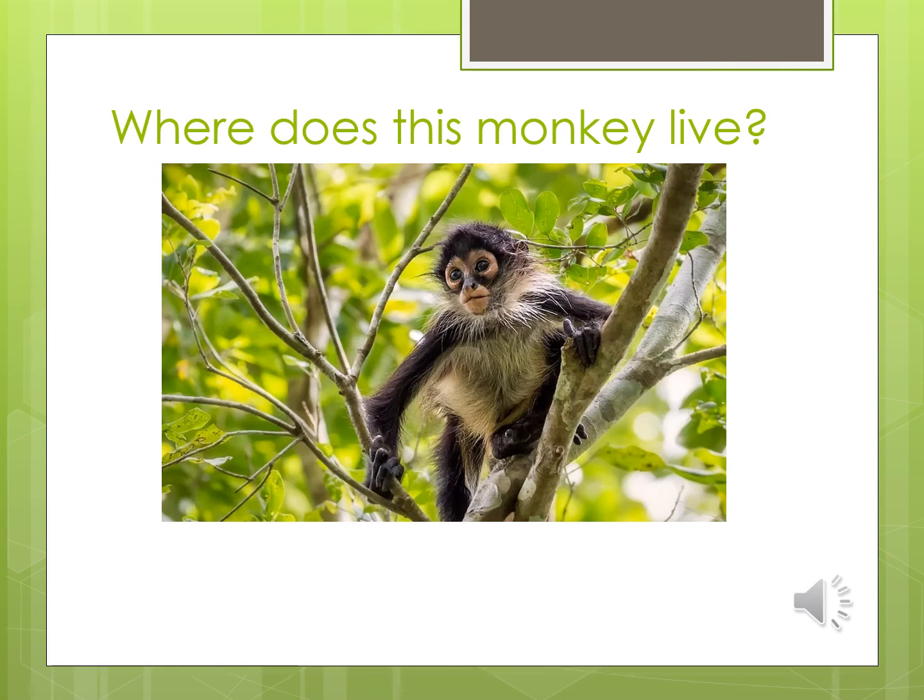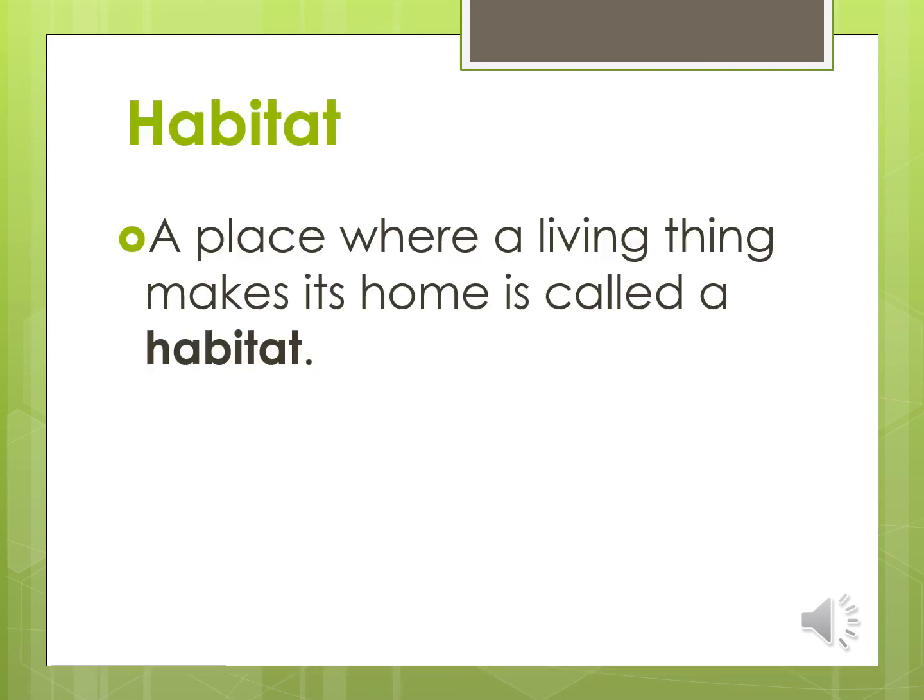Now observe the picture and try to figure out, where does the monkey live? Yes, it lives in the forest. How did you guess that? Because of the trees that are found in that place. The monkey was living on the trees in a forest. So, the trees in a forest was the habitat of the monkey. What is a habitat? A habitat is the place where a living thing makes its home. It is called a habitat. Why is it called a habitat? Because this animal is going to find food and shelter in this place.